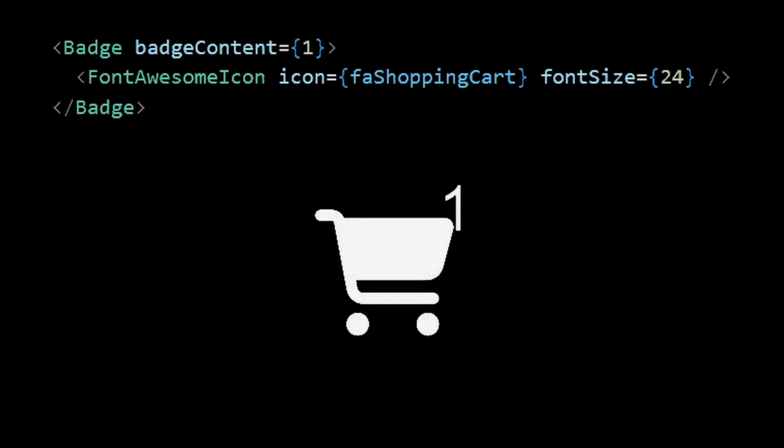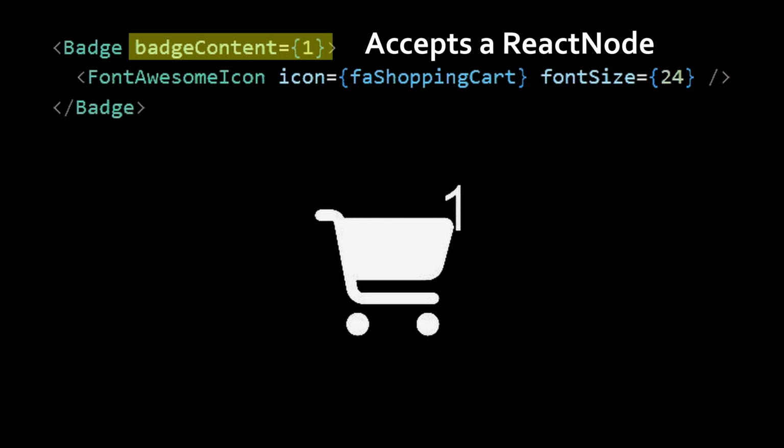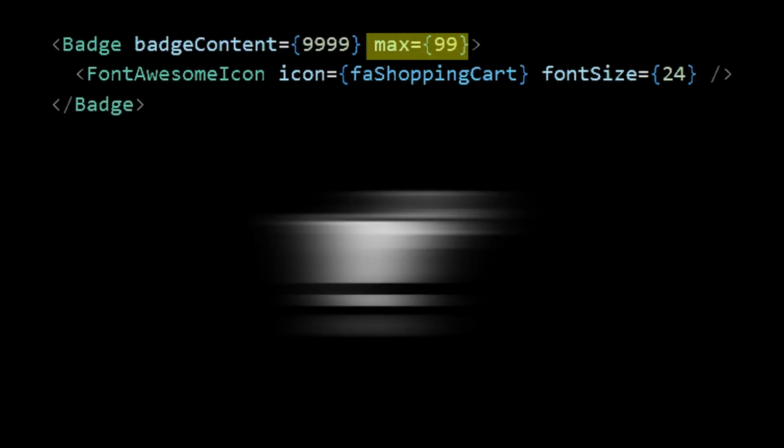Let's continue with the badge component. It is commonly used on notifications or shopping carts. It is normally paired with an icon inside, but you can put whatever in it. To display the badge in the default variant, you need to pass in the prop badge content. It accepts a React node, but typically you will display a number. You can also set a max value to prevent it from growing.